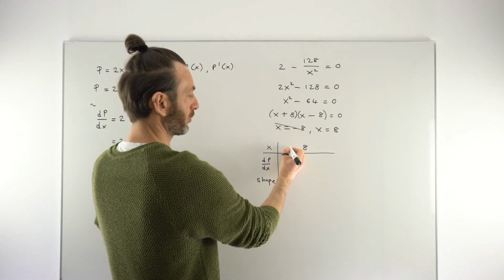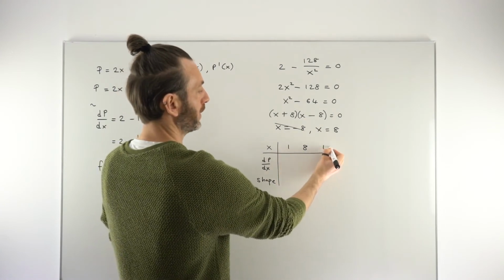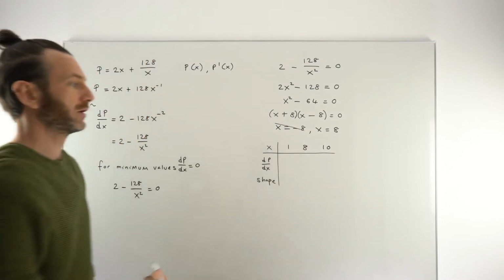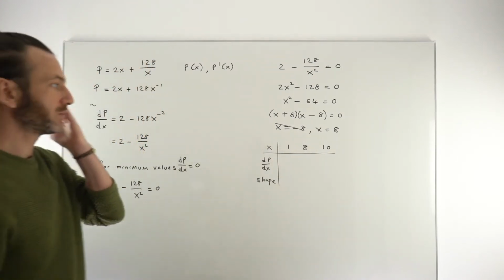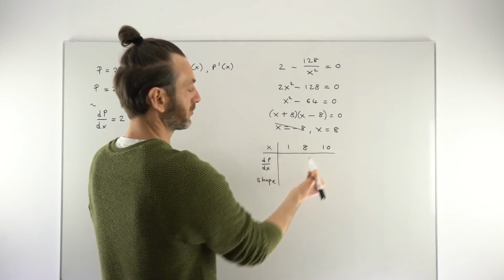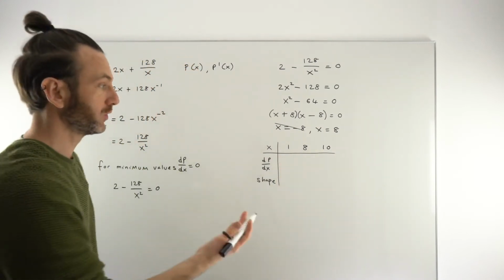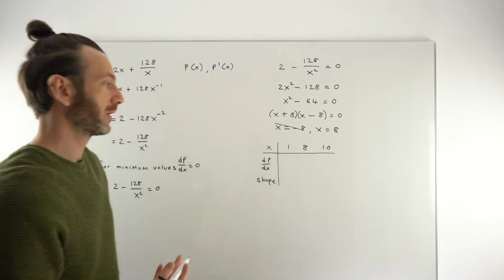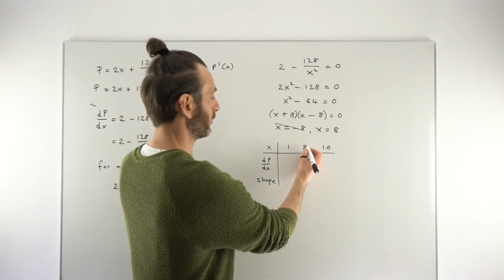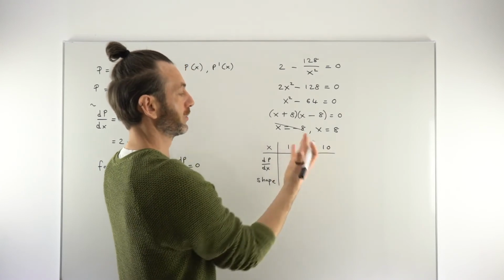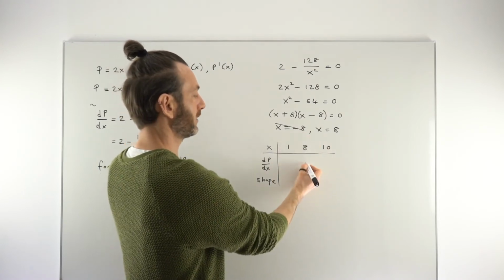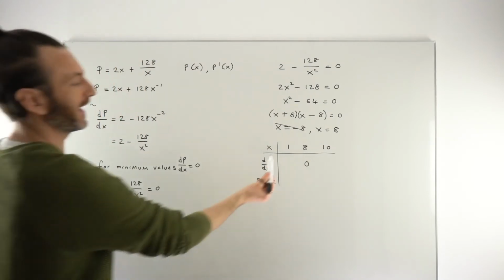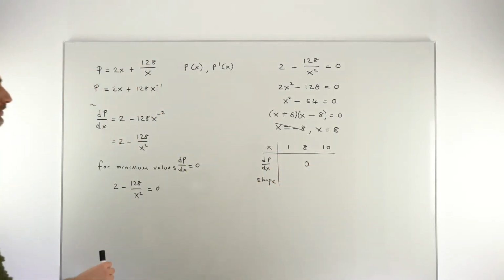Remember, we're going in numerical order. So 1 to the left of 8 would be a good choice. 1 to the right of 8 would be 10. You can use any values you wish that are in the correct range, but just choose sensible values. Because it's a calculator question, it's not quite as important to get the right values. If it was non-calc, you should definitely use smart values. At 8, the derivative is 0. We know that already, so we can put that in. And we're just going to test these values 1 and 10 in the derivative.